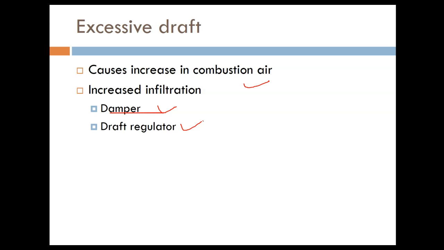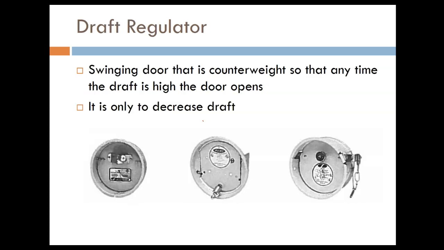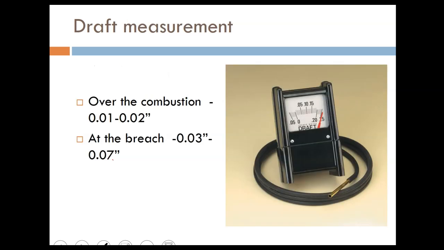It will close if there's no pressure, and it will act based on the pressure and the flow inside the chimney. This is a draft regulator. It's called a swinging door as well. It has a weight here to close. This weight will close the door when there is no flow, and it will open slightly when there's flow inside the chamber, the flue pipe.